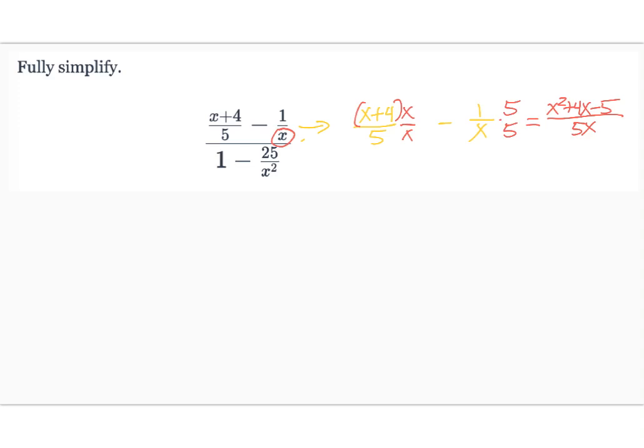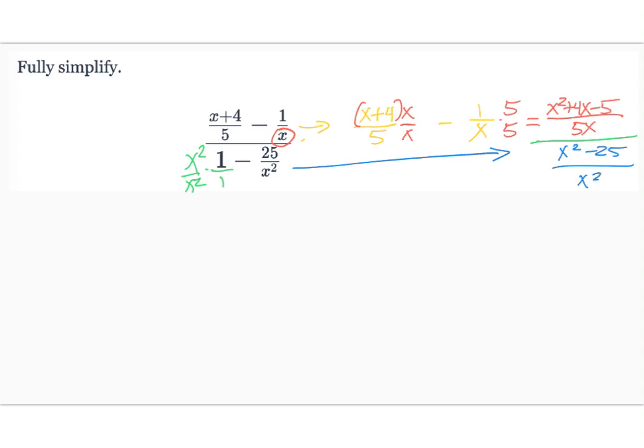All right, same thing on the other one. I'm going to call this 1 over 1. Multiply that by x squared over x squared. And then we have common denominators. That's going to give us, do this one in blue, x squared minus 25 all over x squared.